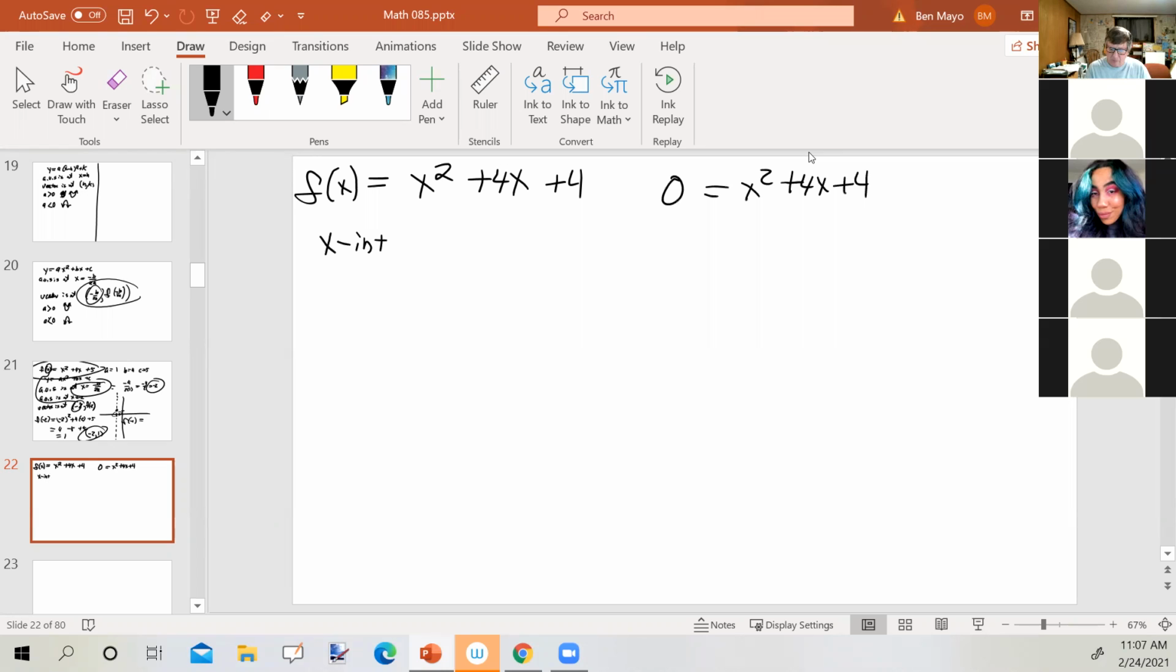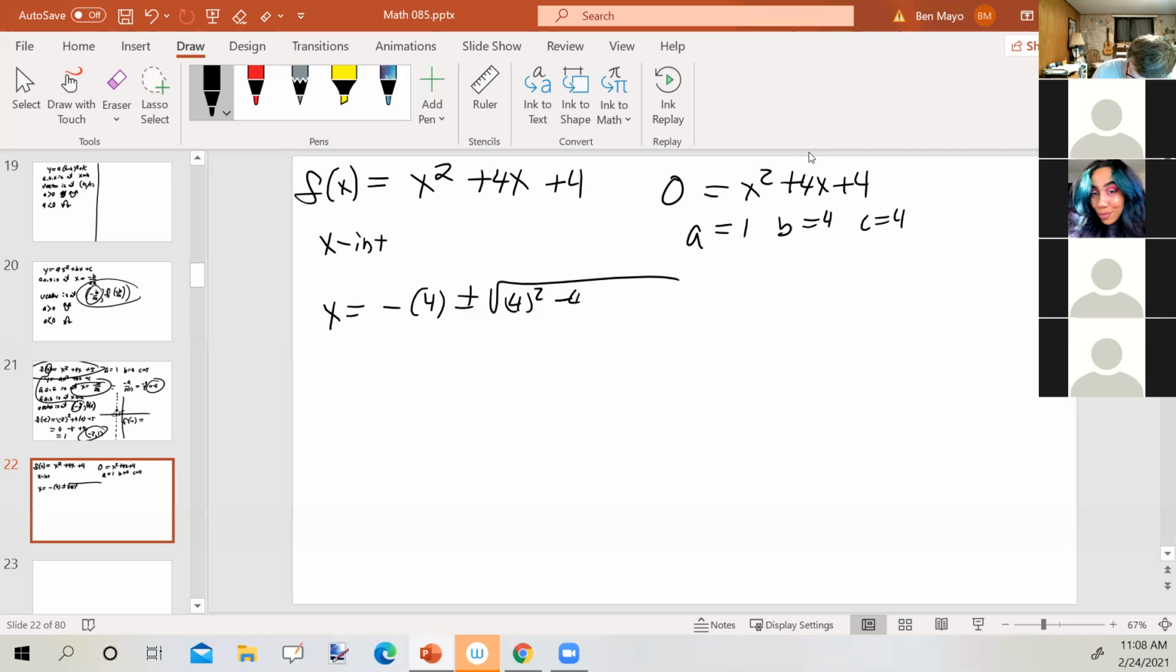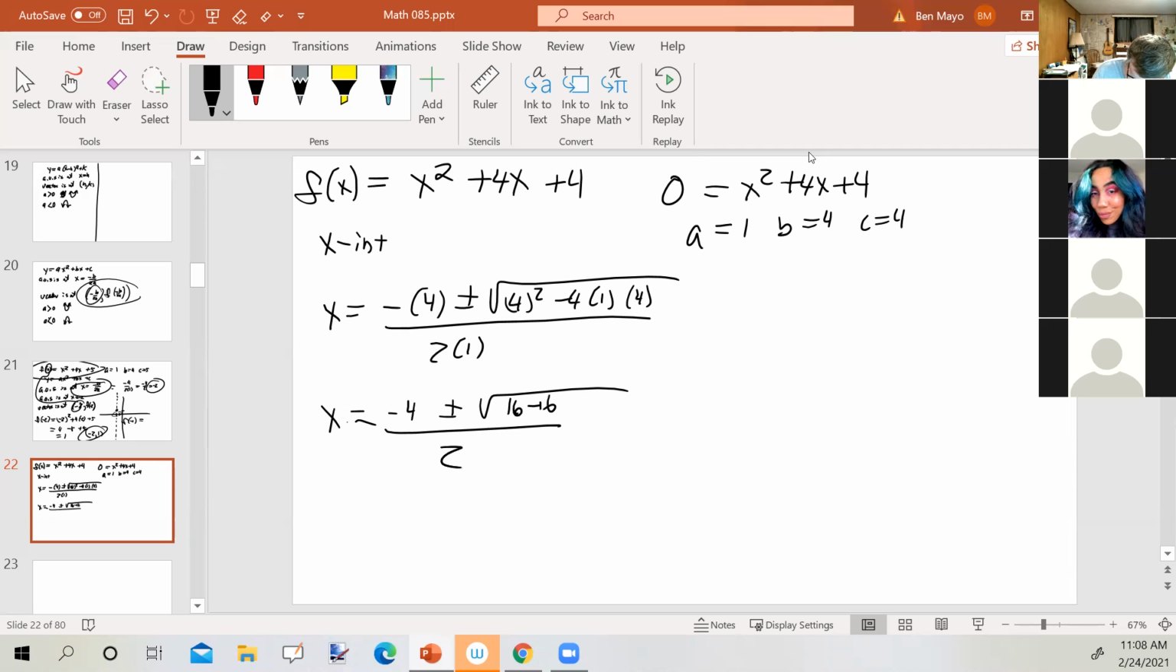Okay, now, how are we going to solve this? We're going to use the quadratic formula. A equals 1, B equals 4, C equals 4. X equals -B plus or minus the square root of B squared minus 4AC, all over 2A. X equals -4 plus or minus the square root of what? 16 minus 16, over 2. X equals -4 plus or minus the square root of 0, over 2.